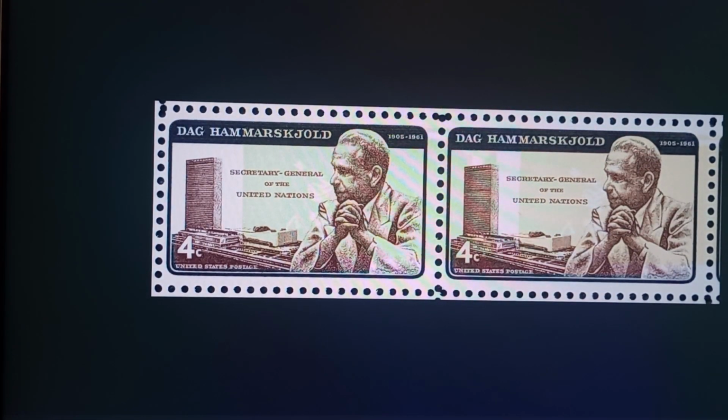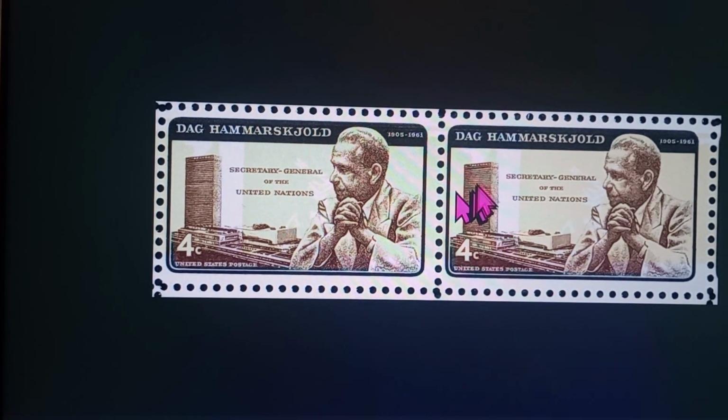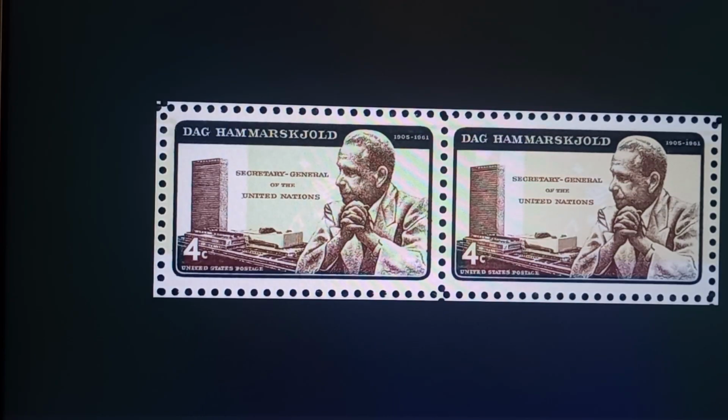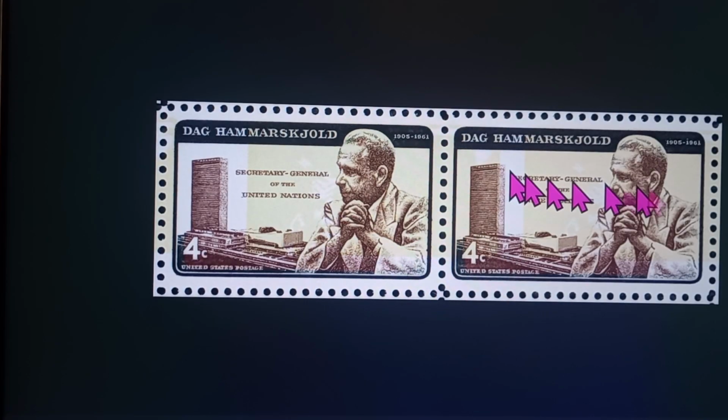The next one is the pairs. This is a B pair, as you can see, white on this side and the yellow streak right here. This is the BB pair with the yellow streak on the top of the UN building on both stamps. That's 80% of the stamps. And then we have the CB pair with the yellow here and then the yellow on top of the UN building over here.